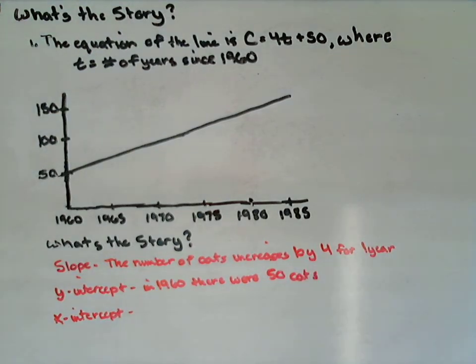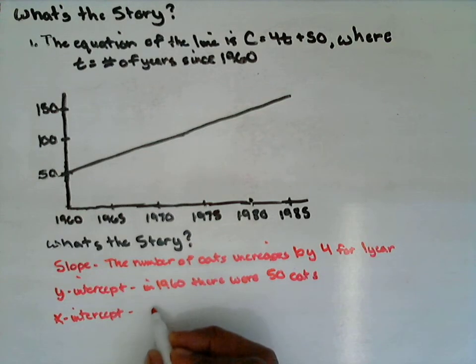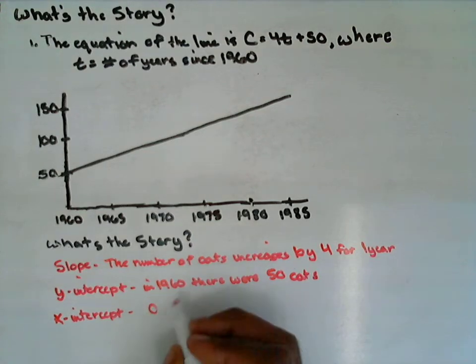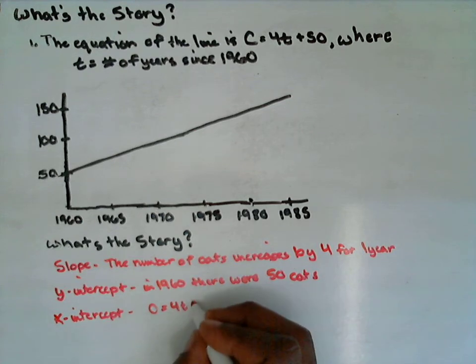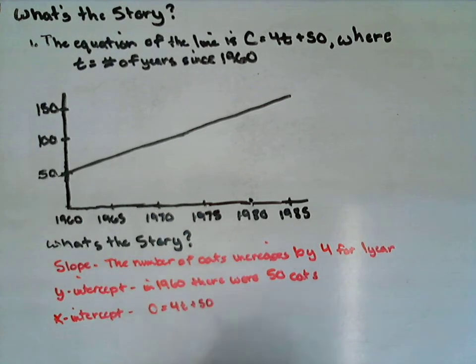Now for our x-intercept, it doesn't really show up on the graph, but we can find out what that is. Because for the x-intercept, that's when the number of cats would be 0. So to find that out, we can put 0 in for our number of cats, set that equal to 4t plus 50, and solve for t.